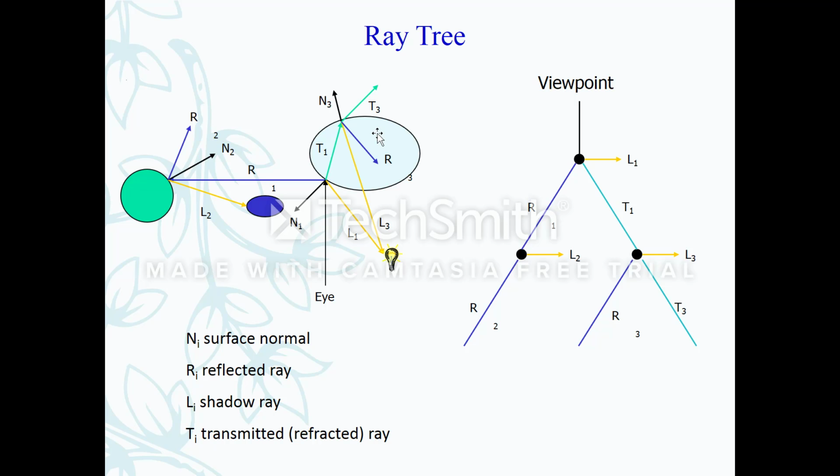Ray tree. As I said, every ray has a reflected ray and a transmitted ray. So a ray tree is nothing but drawing a tree structure with the reflected, transmitted, and the lighting rays. As you can see from the viewpoint, L1 is a lighting ray. Then it results in two rays, R1 and T1, which are the reflected ray and the transmitted ray of that object. And that reflected ray can be a lighting ray for another object, then it has a reflected ray, a transmitted ray, and it continues.